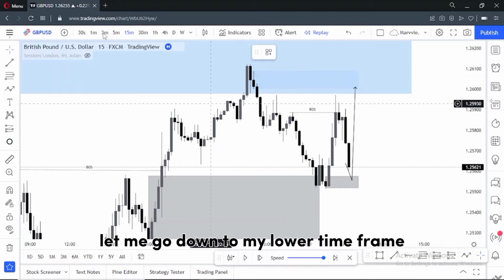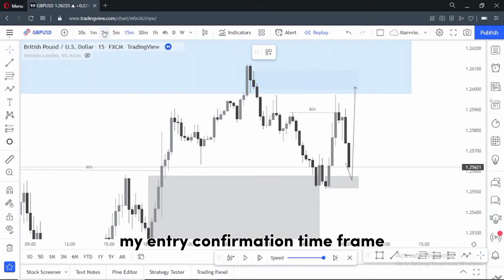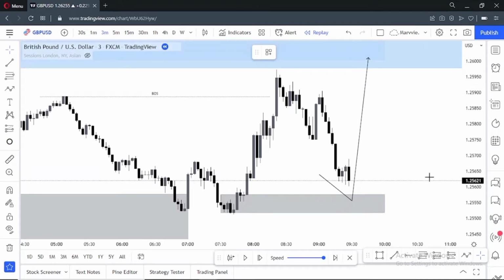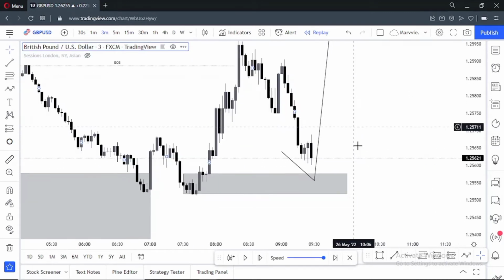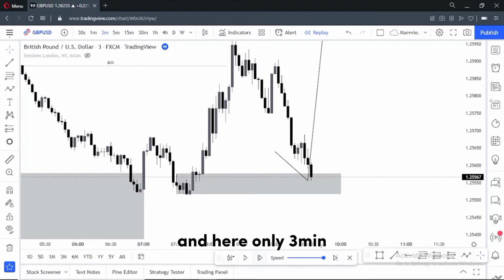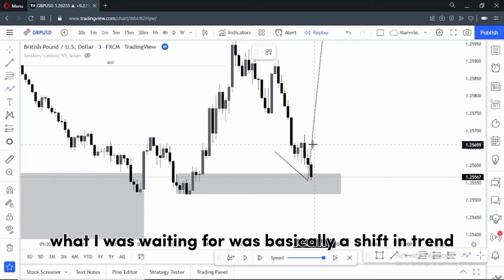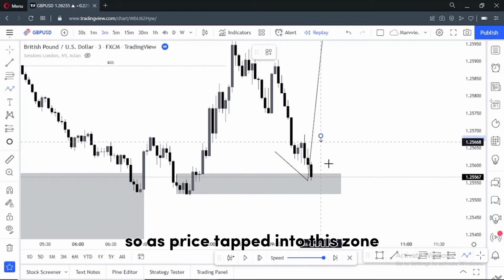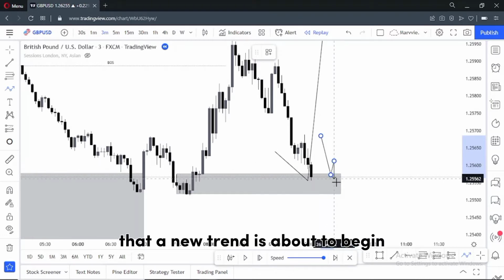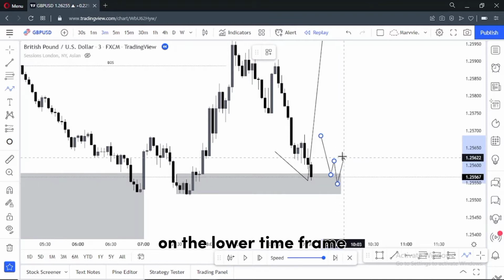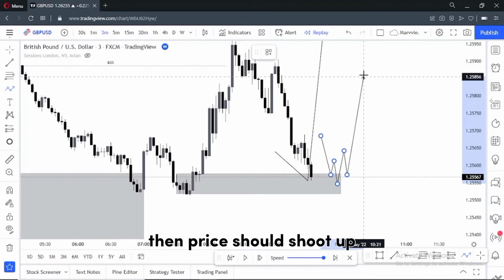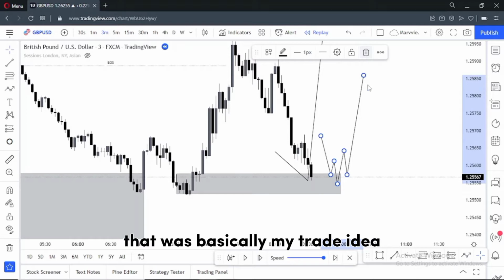So now let me go back. Let me go down to my lower time frame, my entry confirmation time frame, which is the 3 minutes and 1 minute. So price eventually tapped into the zone. And here on the 3 minutes, what I was waiting for was basically a shift in trend. As price tapped into the zone, I was expecting to see something like this. That will signify to me that a new trend is about to begin on the lower time frame. Then price should shoot up. That was basically my trade idea.